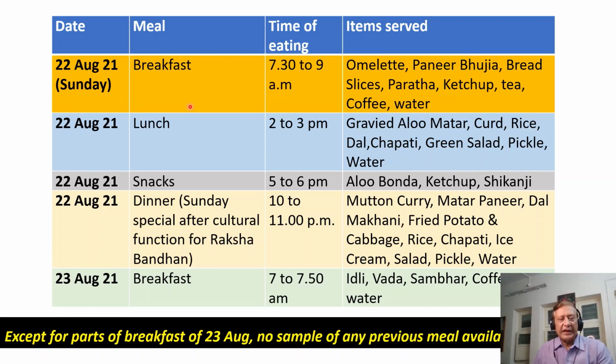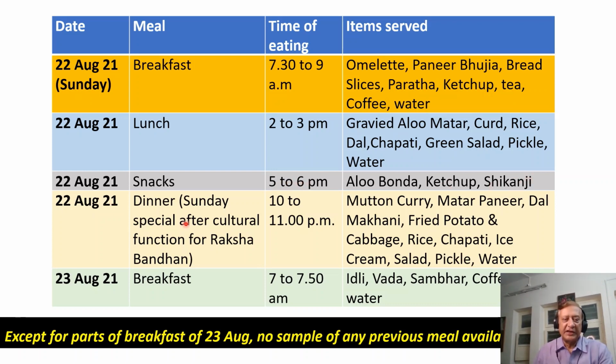Also, preliminary information had been received, and the various items served during various meals in the affected mess are displayed on the screen. One day before the onset of the epidemic, on 22nd of August, in the morning breakfast, omelette, paneer bhujia, bread slices, paratha, ketchup, tea, coffee and water were served. Quite a nice, lavish menu, I believe. During lunch that day, it consisted of gravy, aloo matar, curd, rice, dal, chapati, green salad, and so on. They are all shown here. The snacks that evening, served between 5 and 6 p.m., consisted of aloo bonda, ketchup, and shikanji.